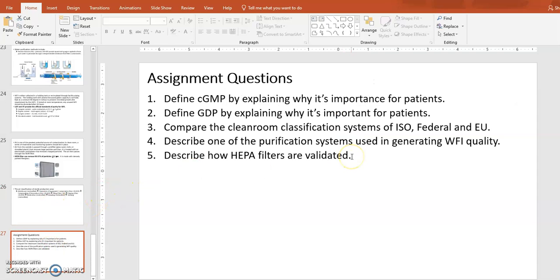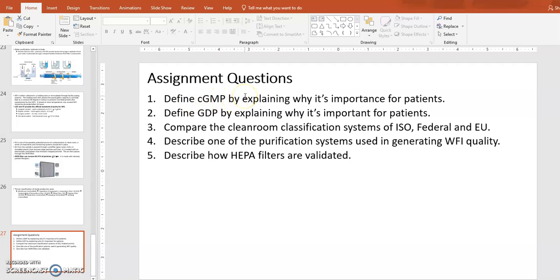Okay, finally, assignment questions. Number 1, define CGMP by explaining why it's important for patients. Well, if your product doesn't have the quality, the patient would have a risk because of an poor quality product going into their body, right? So how do you guarantee that your product meets the quality requirements? By following the CGMP guideline.